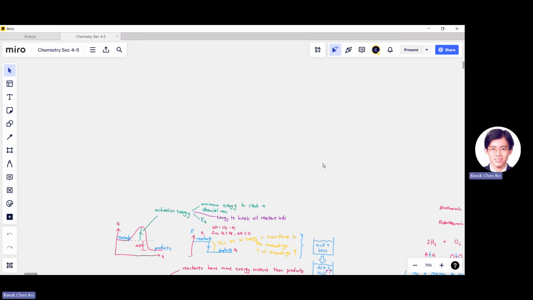In case anyone asks, how about redox? Depends. Redox can be either. Okay, so there's no general rule for redox reactions.